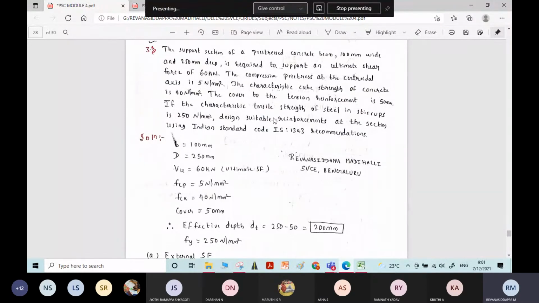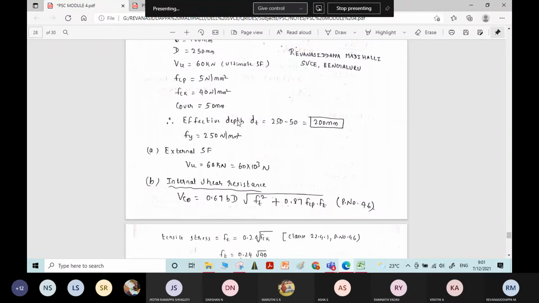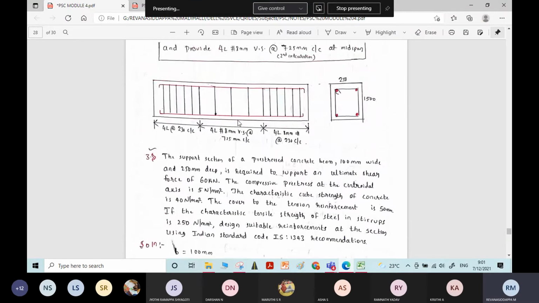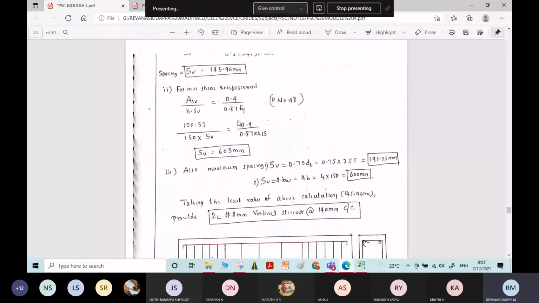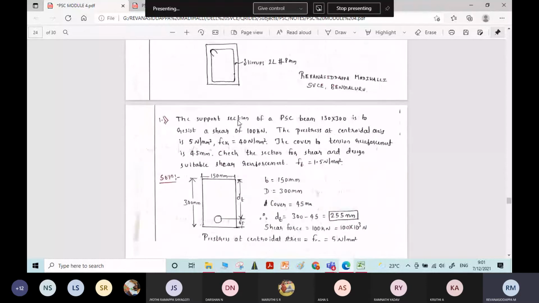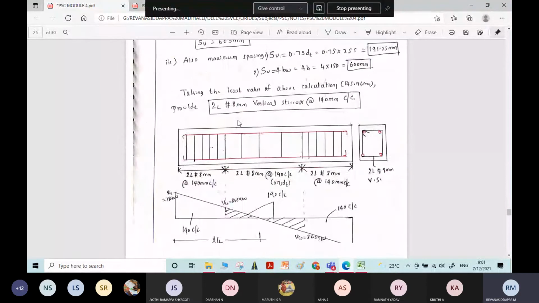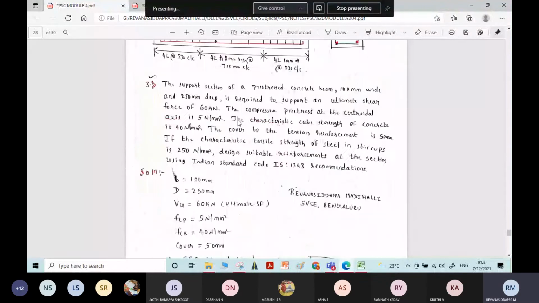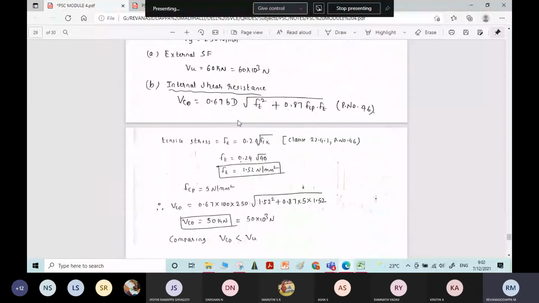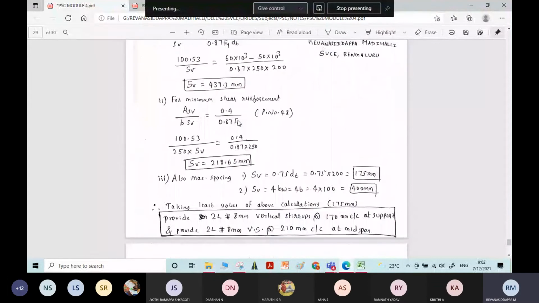In the previous class, I was solving problem number 3. I think you have all written problem number 3. This problem is similar to problem number 1. What I will do is give this problem as an assignment. All of you write it as an assignment. It is 100% similar to problem number 1.